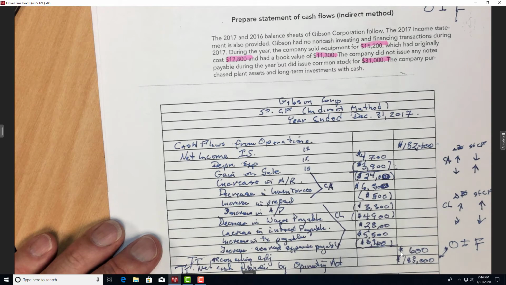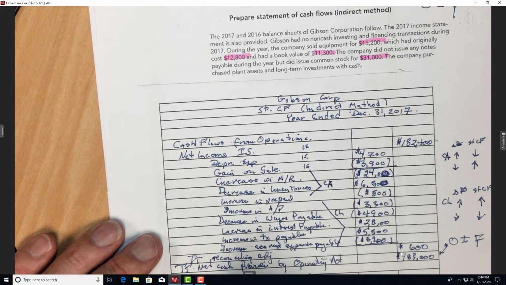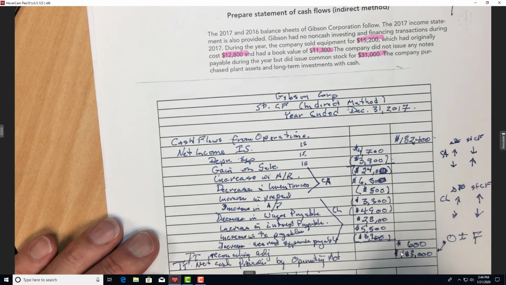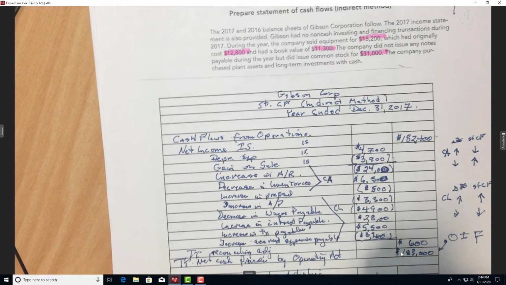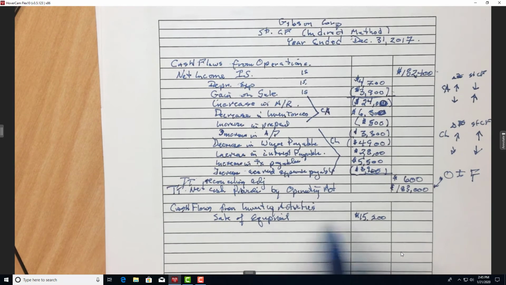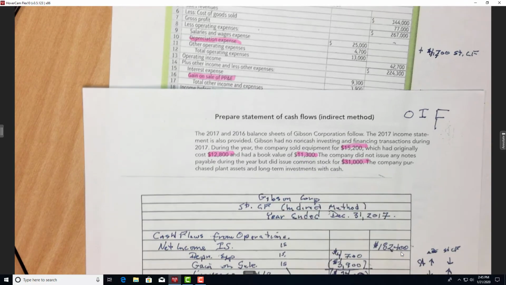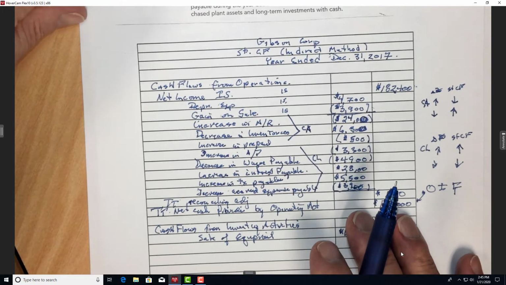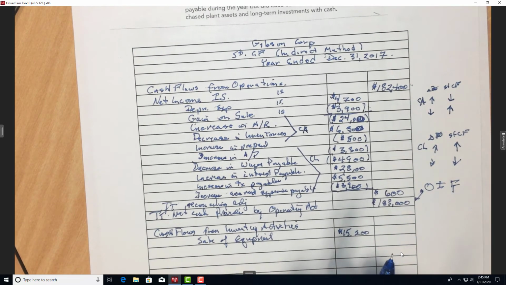So if we look at the problem here, it tells us that they sold equipment for $15,200. Remember, investing activities have to do with property, plant, and equipment, PP&E, and so proceeds from the sale of equipment was $15,200. So the cash flow from investing activity is property, plant, and equipment. Sale of equipment, $15,200, which comes from right here in the problem where it says $15,200 sold for equipment.